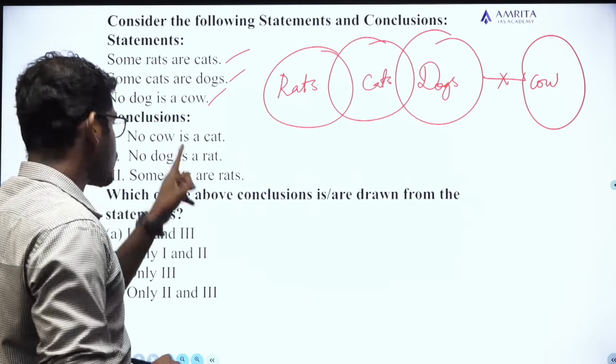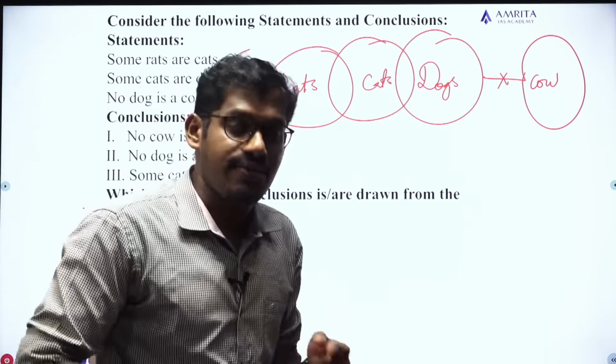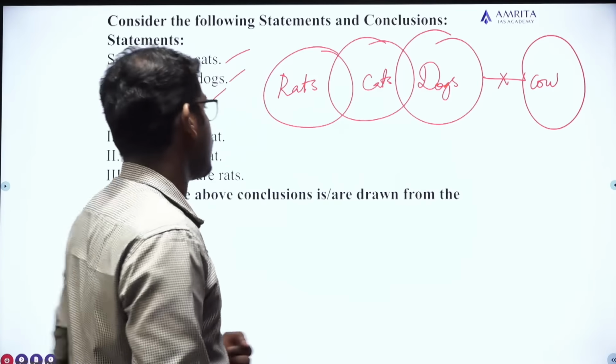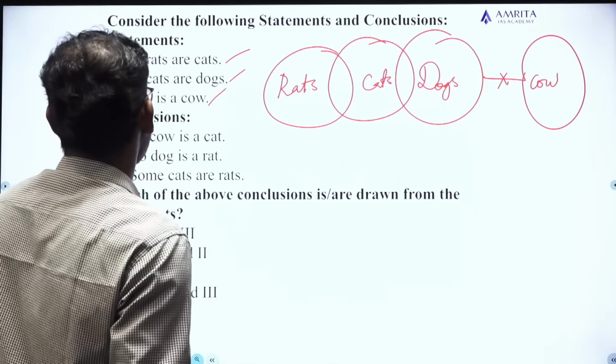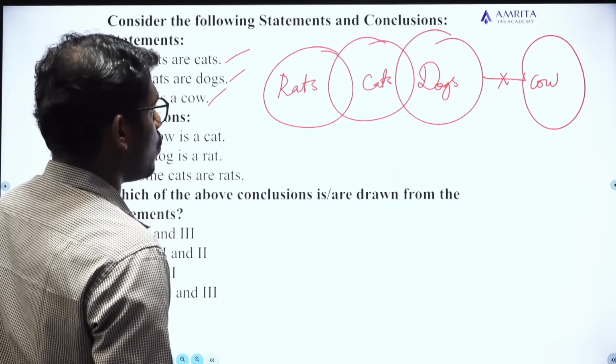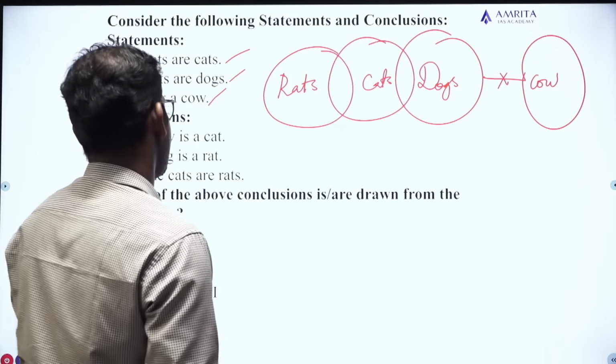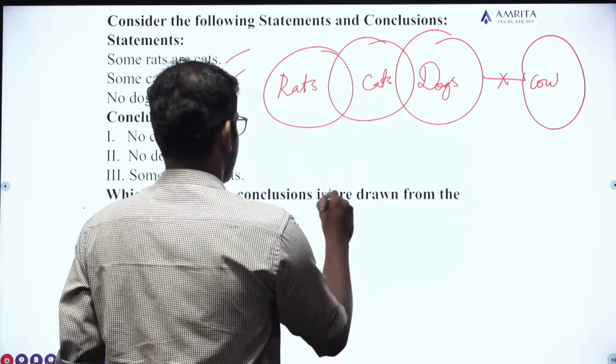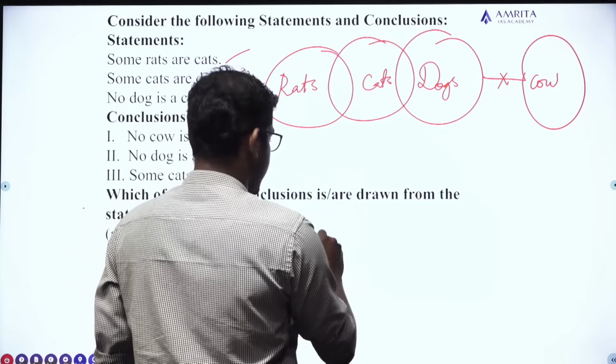So, in case of no, we should try to negate that statement. Okay, let's try to negate this statement. No cow is a cat. Can we negate this statement? Yes, possible. How? Let me redraw the diagram.